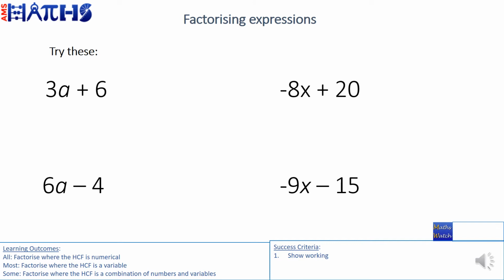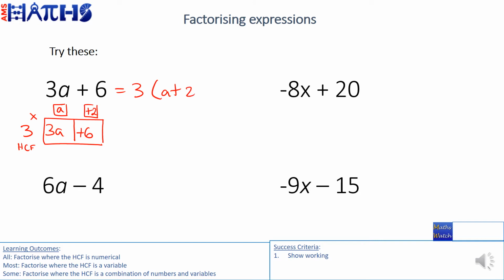Okay, let's check the answers. For the first question, we're going to draw a grid, write 3a and 6 inside, and now we need to identify our highest common factor. That's our first thing. The highest common factor of 3 and 6, let me put my plus 6 there because that's what was in the question, is 3, and then we need to find the two terms that will multiply to give us 3a and 6. So 3 times a will give us 3a, and 3 times positive 2 will give us positive 6. So our final answer is 3 times a plus 2.